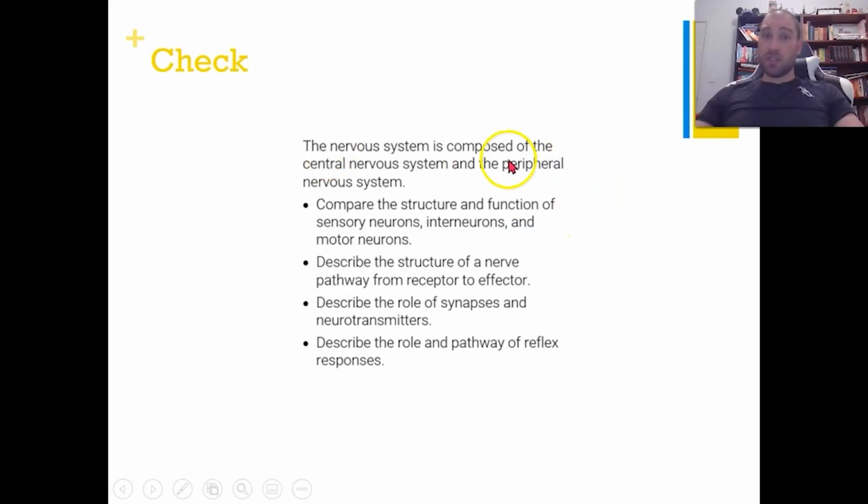So let's do our check. The nervous system is composed of the central nervous system and peripheral nervous system. Compare the structure and function of sensory neurons, interneurons, and motor neurons. Describe the structure of a nerve pathway from a receptor to effector. Describe the role of synapses and neurotransmitters, and describe the role and pathway of reflex responses. So today on Flippin Science, we looked at neurons in the nervous system.